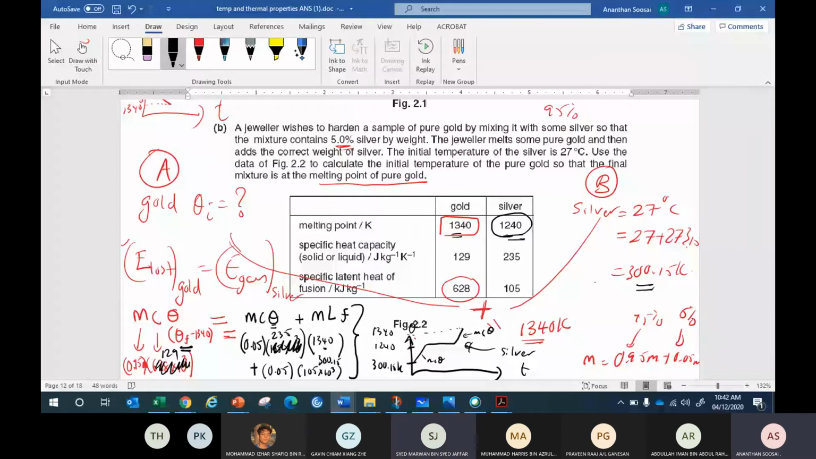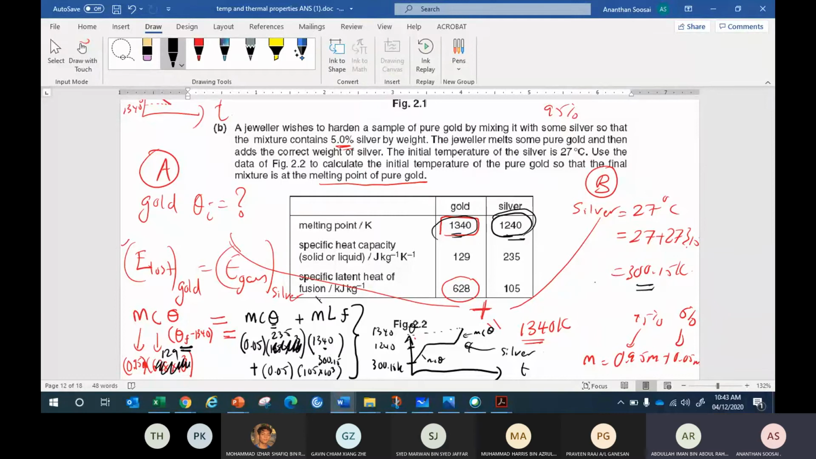Another problem here is that melting has been done between the temperature rise. Melting is experienced by the silver. It's very hidden. Those who have never noticed that the melting point of the silver is 1240 will only put mcθ here. They forgot to put mL_F because they never saw that melting happens. You need to be alert. The final temperature was 1340, but the melting point of silver is lower than 1340, so melting should happen. So mL_F appeared here. So mcθ of the gold equals mcθ plus mL_F of the silver.